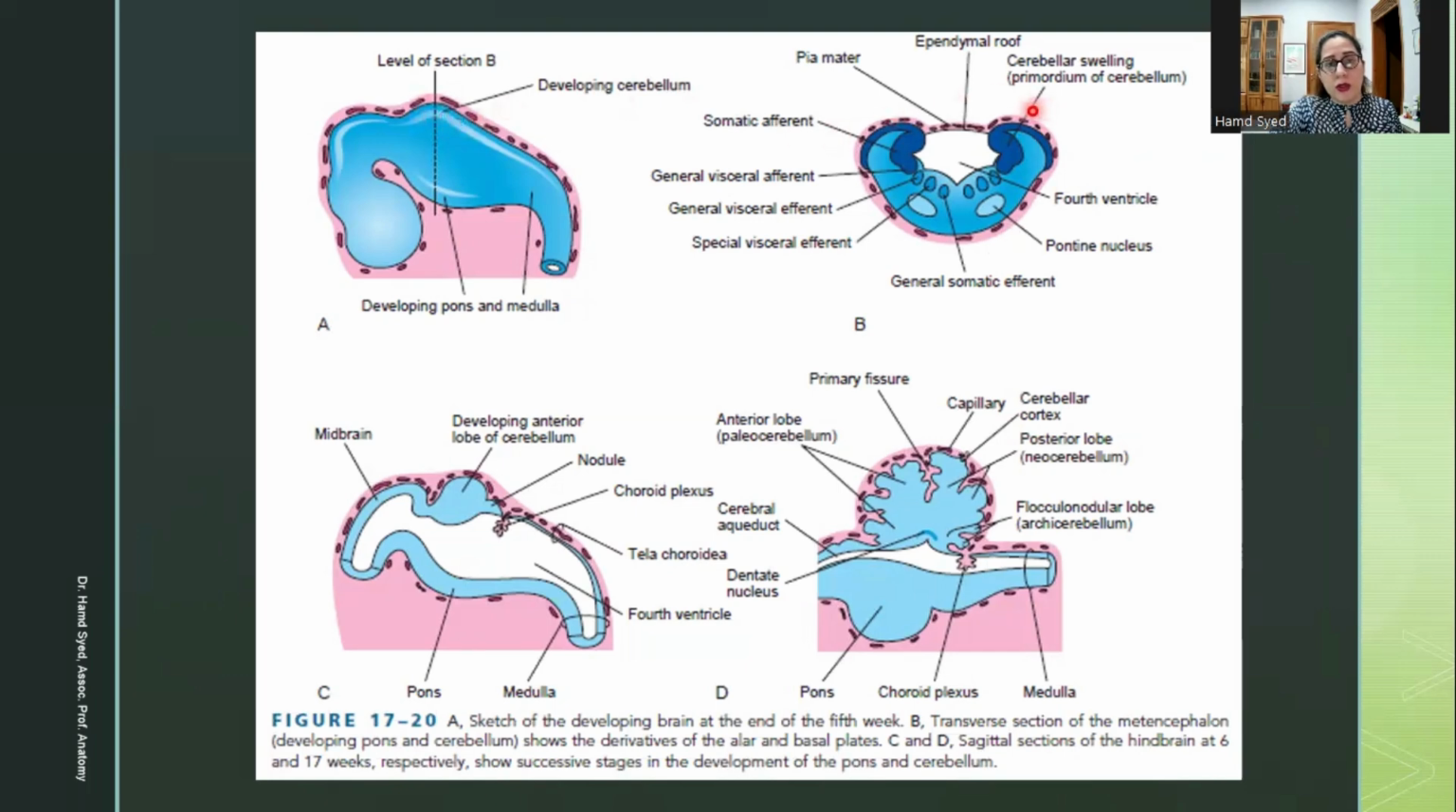And this is a cross section. If taken at this level, you can see the cross section which is showing us the nuclei in the floor of the fourth ventricle. And keep in mind the efferent or motor nuclei are present medially, whereas the afferent or sensory nuclei are present laterally. And over here, you can see the further development in the sagittal sections. This cerebellum is now going to form the lobes, which are anterior lobe, and then posterior lobe, and then the development of the folia, and this is the development of the cerebellum.